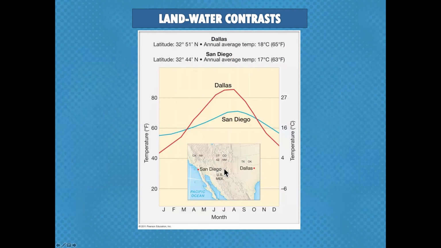And here's an example. Two cities, Dallas, Texas, and San Diego, same latitude. Notice how San Diego doesn't get as hot in summer, but it doesn't get as cold in winter. Dallas, for example, can be quite cold. In fact, in 2021, Dallas was basically at below zero, which is pretty unusual, but ridiculously cold. That would never happen in San Diego, being so close to the water.